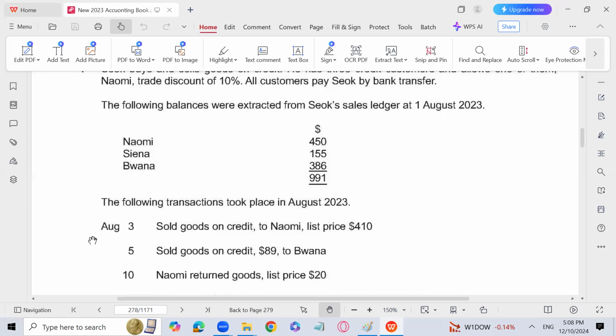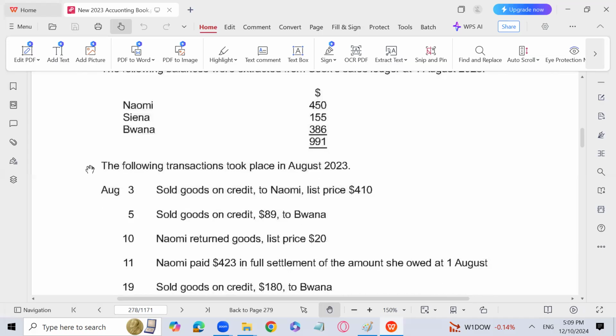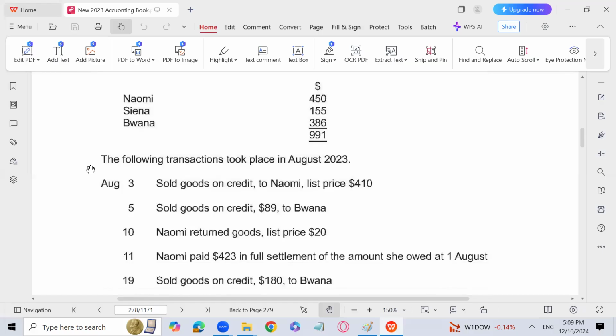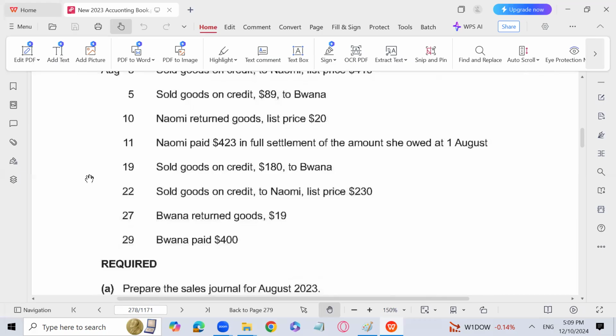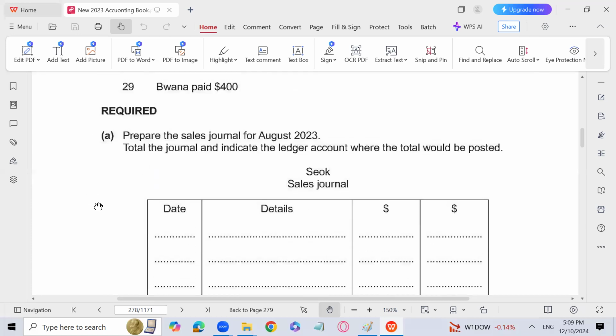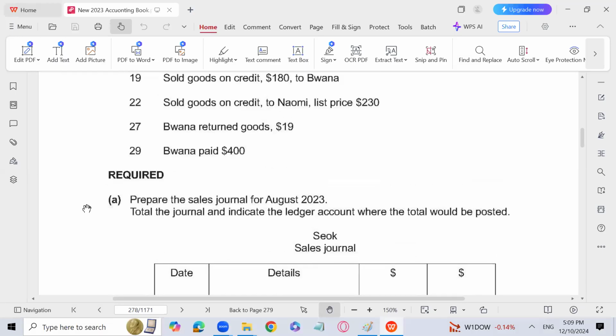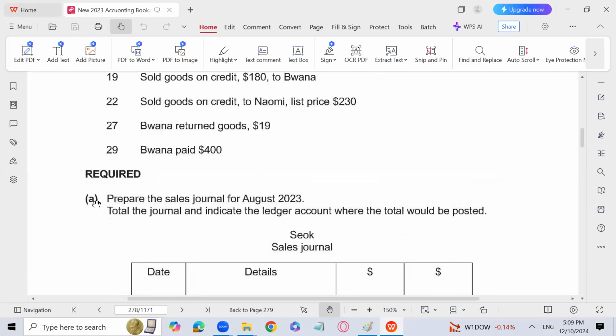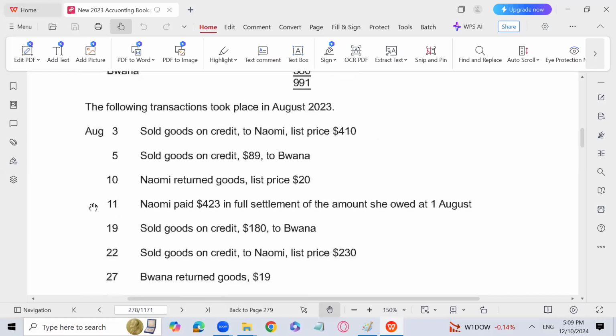In the month of August, we sold more goods on credit to Naomi, with 410 as the list price, and to Bhavana 89, and Naomi returned goods, list price 20. Then Naomi paid 423 in full settlement of the amount she owed at 1st August. Then sold goods on credit 180 to Bhavana. Then sold goods on credit to Naomi, list price 230. Bhavana returned goods 19 and Bhavana paid 400. Prepare the sales journal, total the journal, and indicate the ledger account where the total would be posted. So let's prepare the sales journal first.